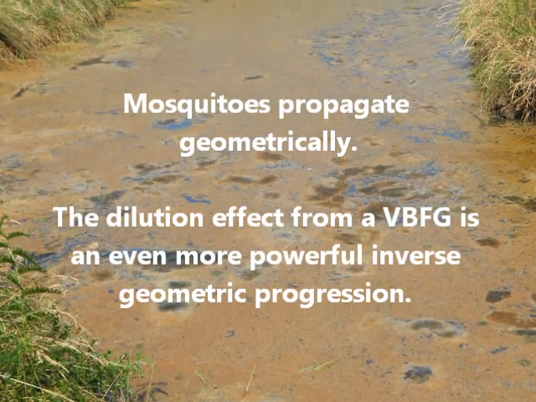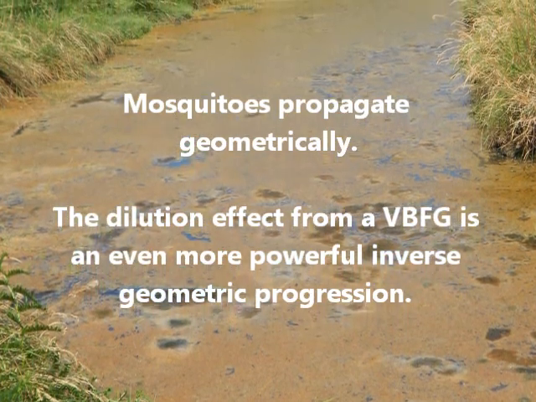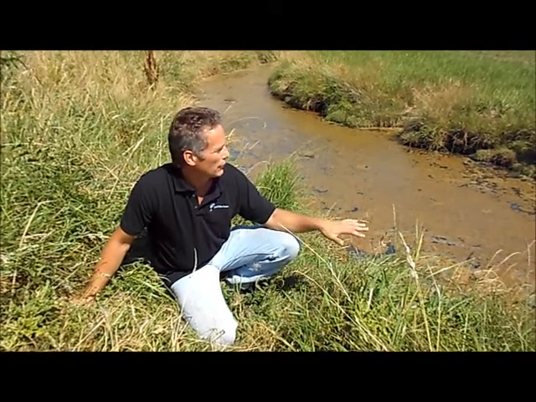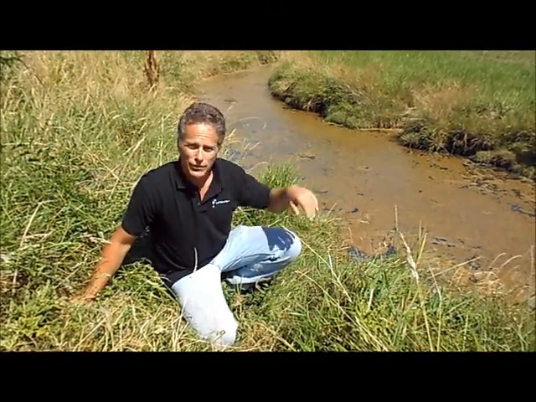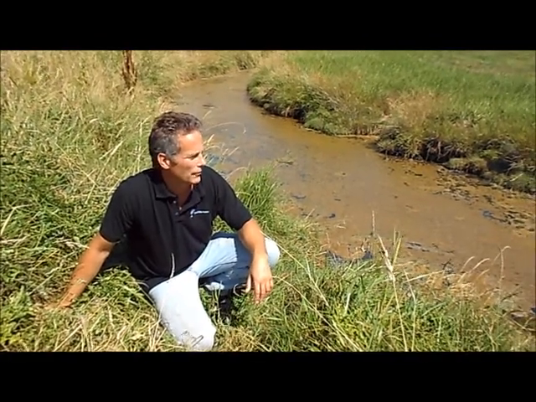Tidal flushing using VBFGs could be a very effective vector control tactic. And there's really not much of a downside to it. The water level would stay within the ditch. It wouldn't flood out into the fields. And it would have benefits besides just the mosquito control.